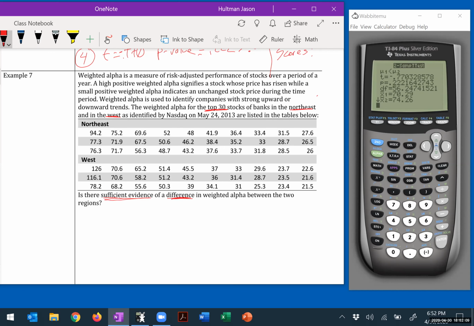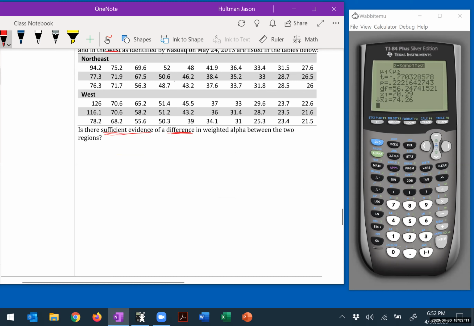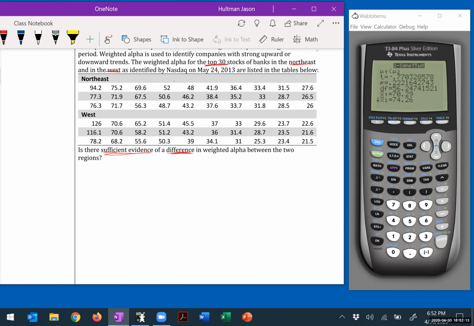The weighted alpha for the top 30 stocks of banks in the Northeast and in the West, as identified by NASDAQ on May 24, 2013, is listed in the table below. Is there sufficient evidence of a difference in the weighted alpha between the two regions? So we have to do a hypothesis test to see if there is a significant difference in the weighted alphas, which are these values here that they're giving me. It looks like there's 30 values for each.